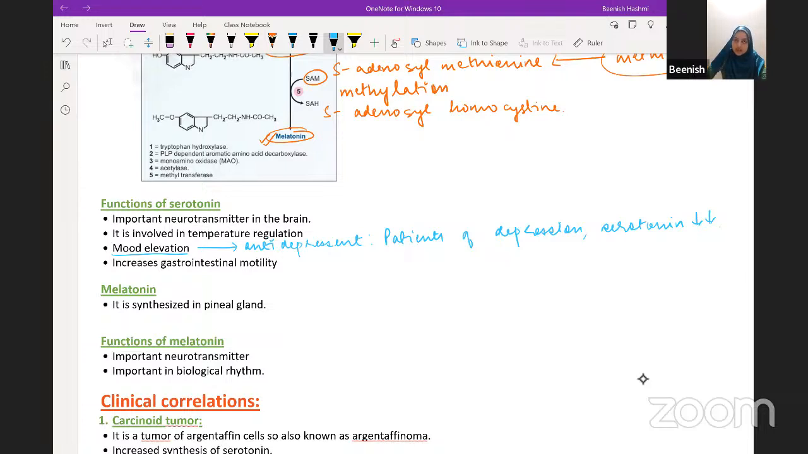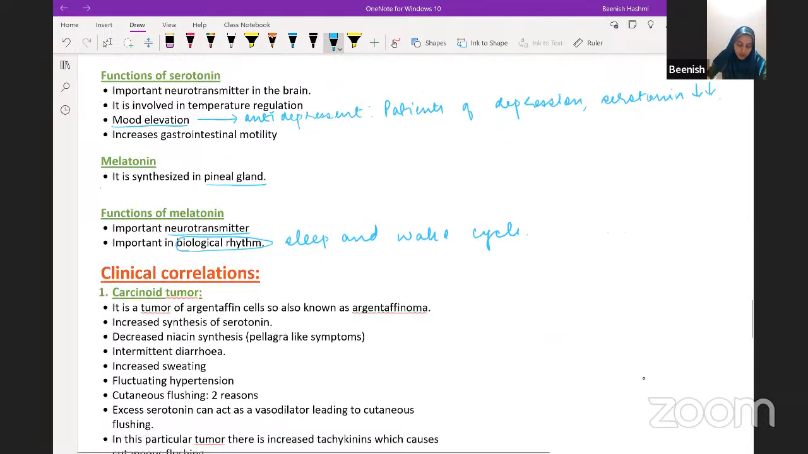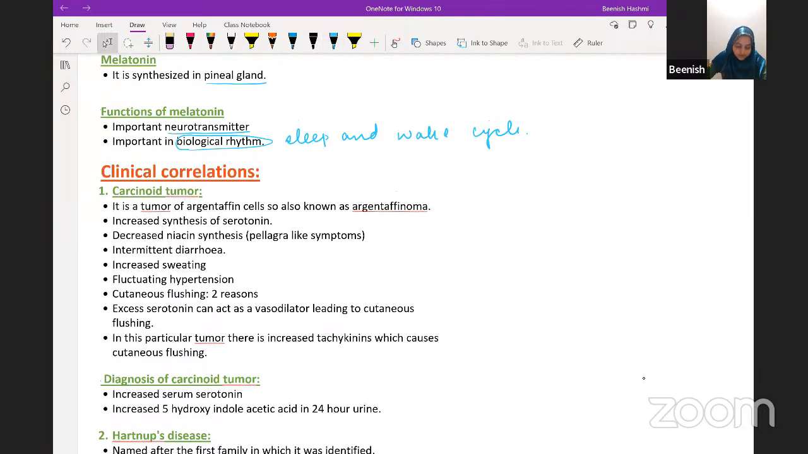What is the function of melatonin? Melatonin is synthesized in the pineal gland, and it is an important neurotransmitter and important in biological rhythms, that is the sleep and wake cycle. So your sleep pattern is decided by melatonin. Now moving on to the clinical correlations. First is carcinoid tumor. It is a tumor of argentaffin cells and also known as argentaffinoma.